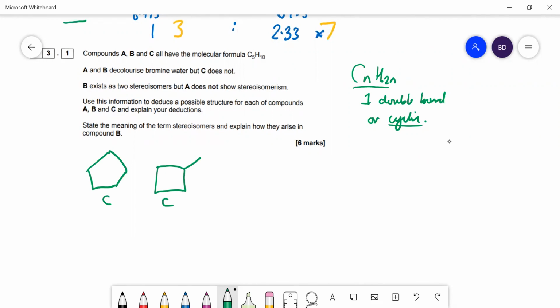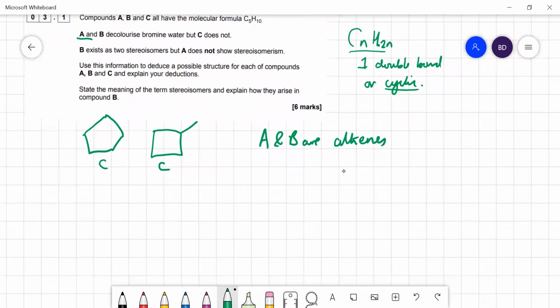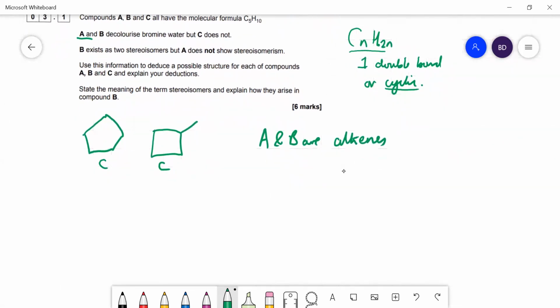B and A do decolorize bromine water. So A and B are alkenes. They've got a double bond in them because that's a test for a double bond. Right. It says B exists as 2 stereoisomers, but A doesn't. Let's do A first. So we've got a double bond in there.